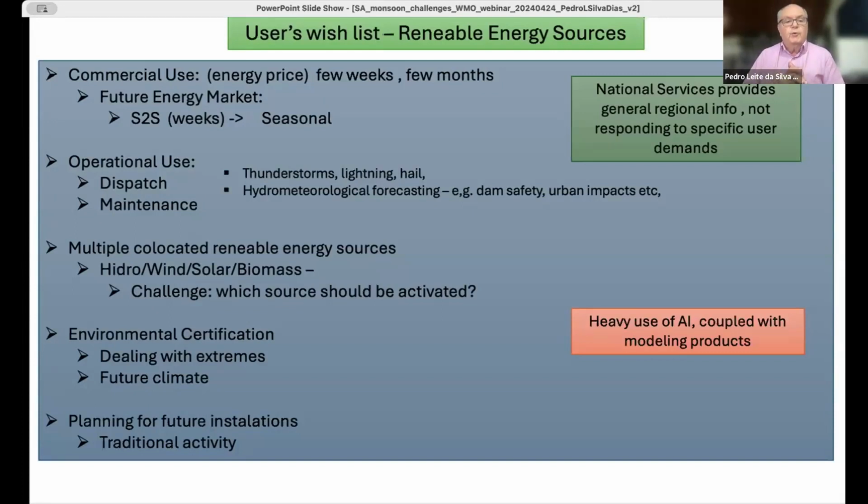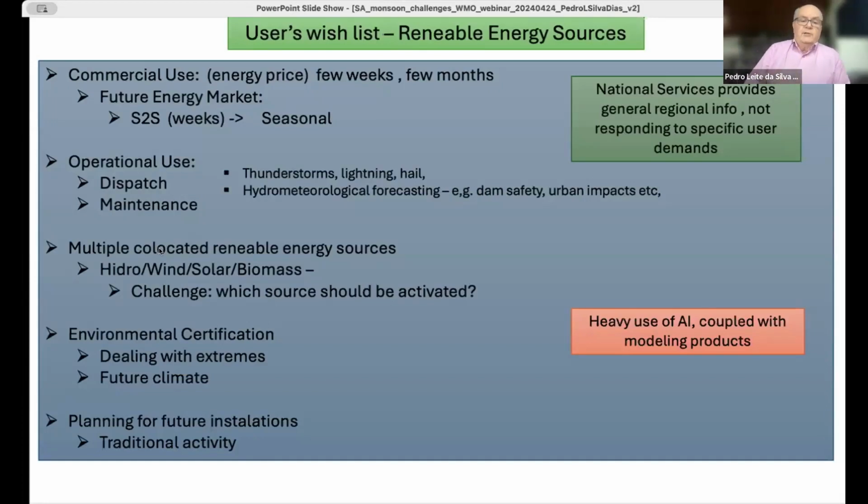There's the operational use, the dispatch of how much energy each company is going to produce, and the maintenance. They're very much concerned with weather, severe weather in particular, and this question about dam safety and urban impacts.